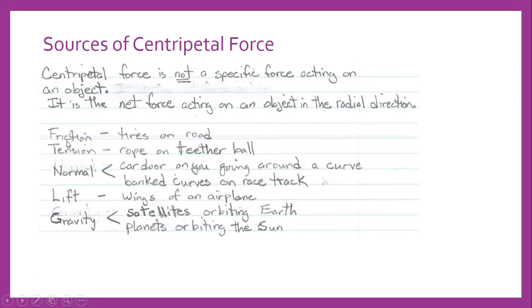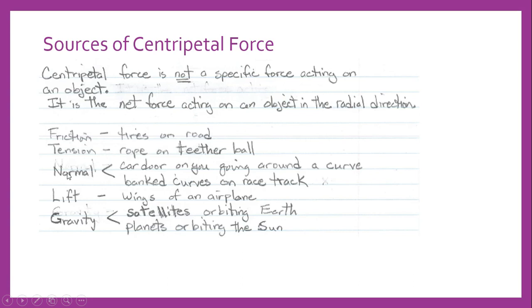Here are some sources of centripetal forces. We have friction. An example would be car tires on a road. The road creates the friction force with the car tires to provide the perpendicular or radial net force. We could have a tension that could be in a chain or a rope. An example would be playing tetherball. It is the tension force in the rope that keeps the tetherball moving in a circular path.